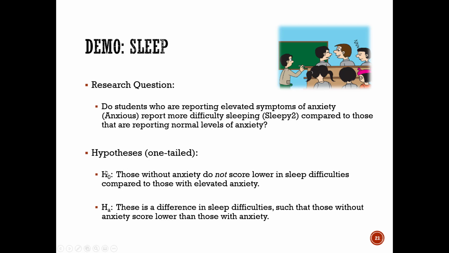And the null hypothesis says the exact opposite, that those without anxiety do not score lower. This could actually mean that there's no difference between the 2 groups, or that those without anxiety actually score higher in sleep difficulties. So essentially, not the alternate hypothesis is the null hypothesis. Now there's a reason why I wrote my alternate hypothesis like this, where I say those without anxiety score lower. You'll see more why I did this when we get to the RStudio code.